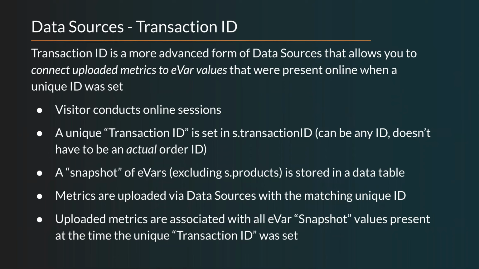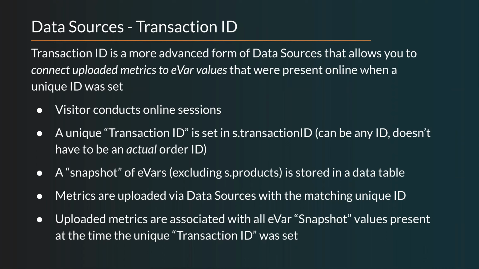And this one really does tend to confuse people a little bit, but I want to go through an example. If a visitor comes to the website and they have an online session, a unique transaction ID would be set into the s.transactionID in JavaScript. And it doesn't have to be an order ID. It could be any ID. It could be their user ID. It could be just any random ID.